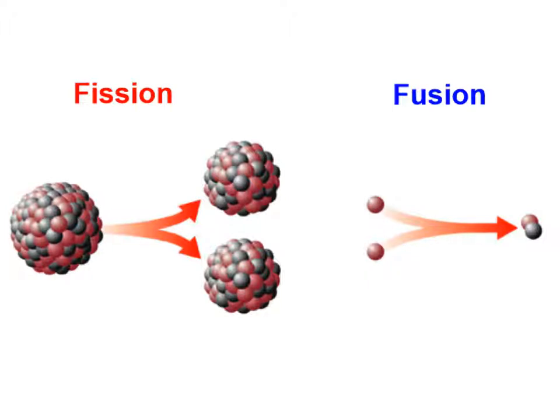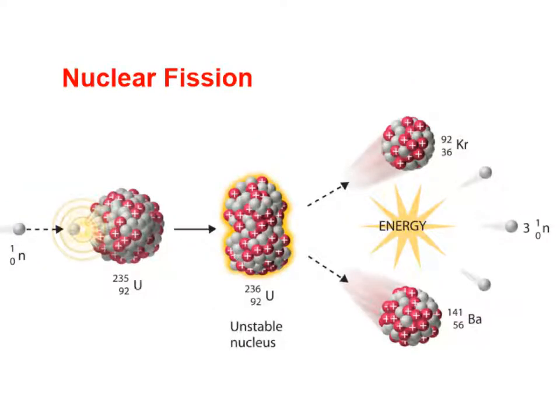Fission is represented here in this picture. We have a large nucleus that is breaking off into smaller nuclei. Fusion would be the opposite. We have 2 nuclei that are fusing together into one larger one. So let's take a closer look at nuclear fission, the process of splitting a nucleus into 2 or more smaller nuclei.